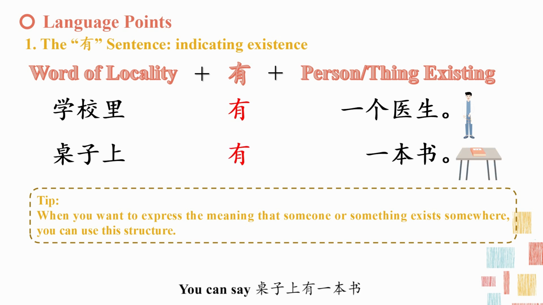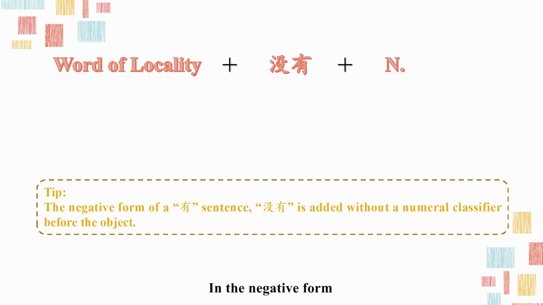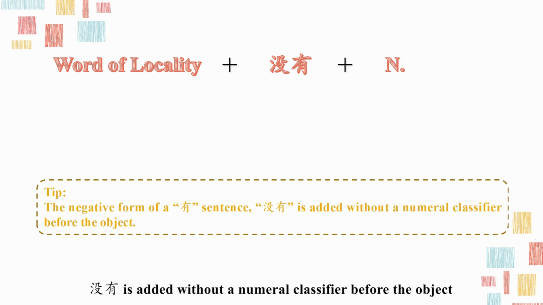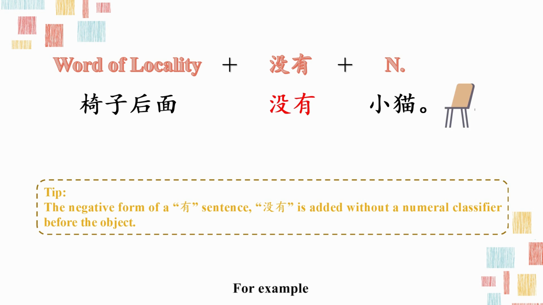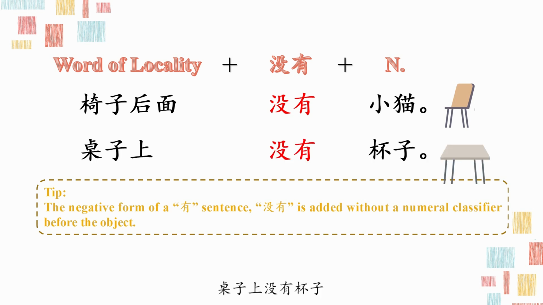You can say, 桌子上有一本书。 in the negative form, 没有、 is added without a numeral classifier before the object. For example, 椅子后面没有小猫。 there is no cat behind the chair. 桌子上没有杯子。 There is no cup on the table.